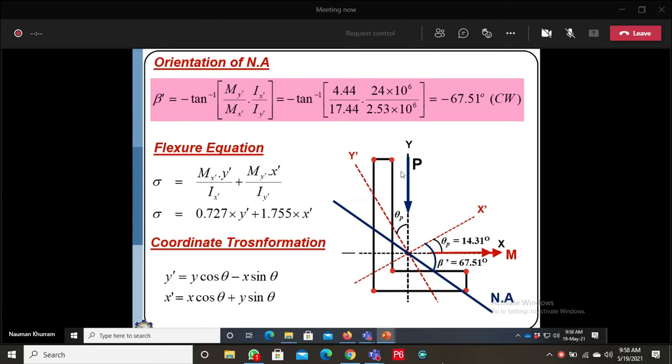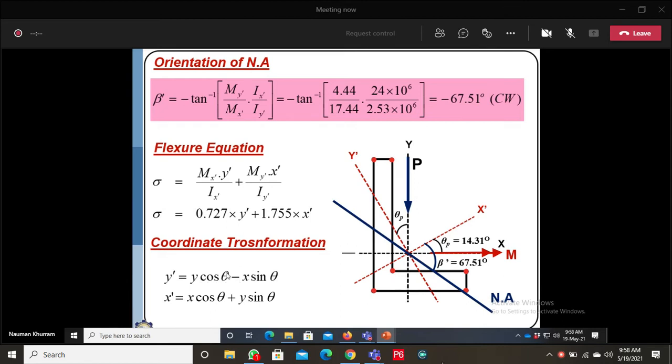But in most cases, we know the coordinates of all points with respect to the centroidal axis. So we can use the equation that we have already derived to convert the coordinates of any point from the centroidal axis to the principal axis. So y bar is the y coordinate of the point under consideration, which is a function of y cos theta minus x sin theta.